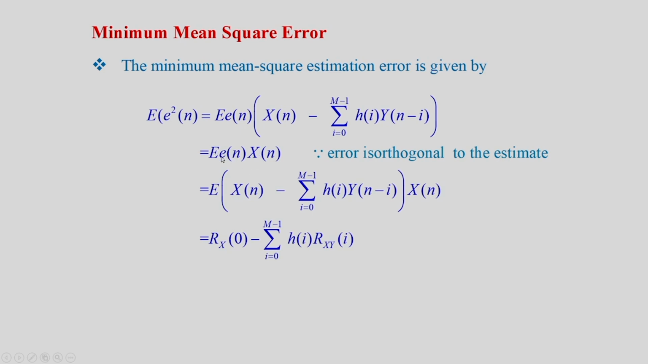Now, I can expand e n, that is x n minus summation h i into y n minus i, i going from 0 to m minus 1, and then multiplied by x n. If we simplify, this will become Rx of 0 minus summation h i into Rxy i, i going from 0 to m minus 1. This is the expression for the mean square estimation error.